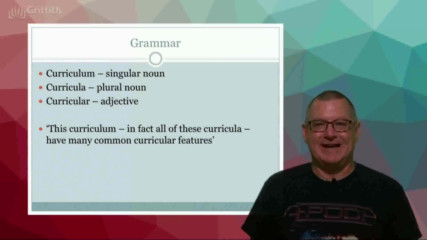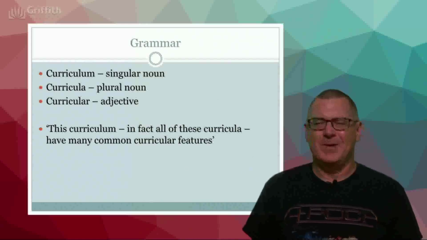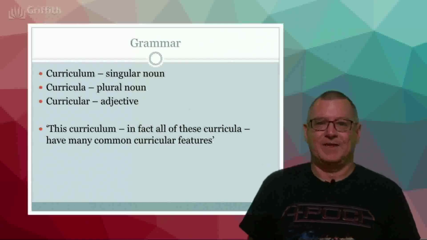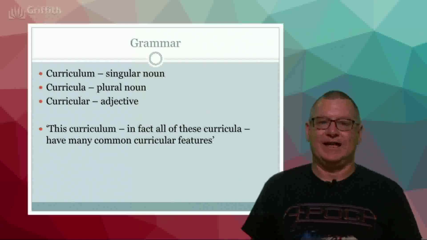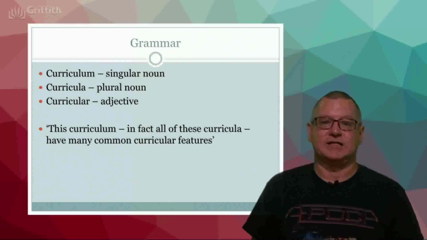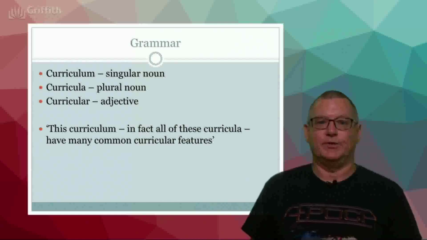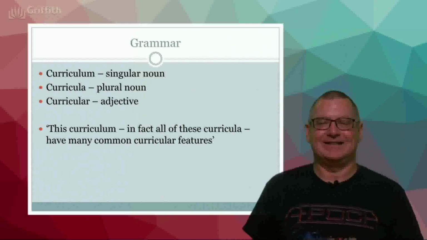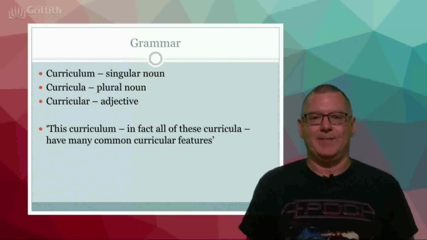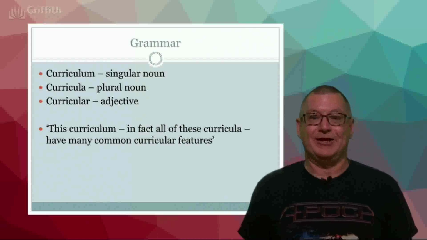Correct grammar really bugs me. So what's going on there in my brain? It really annoys me when people use these things incorrectly. Curriculum is the singular, curricula is the plural, and curricular is the adjective. So in a sentence, this curriculum, singular, in fact, all of these curricula, plural, have many common curricular, adjective, features. The adjective curricular qualifies the features in the sentence. So does that make sense? Because people tend to use curricula when they mean curricular and curriculum when they mean curricula and so on. So hopefully that's one that you'll get right.